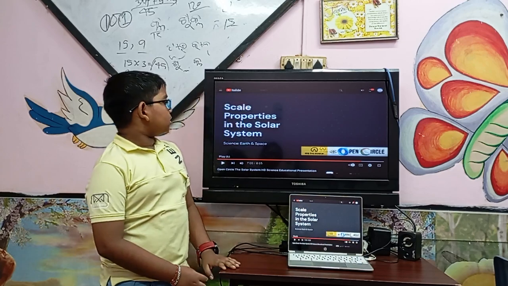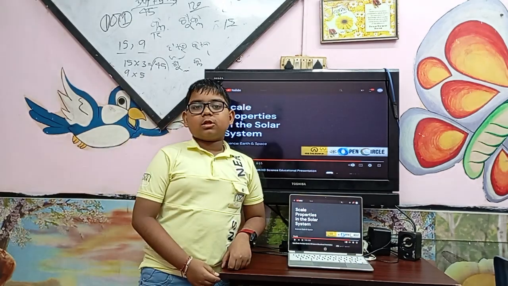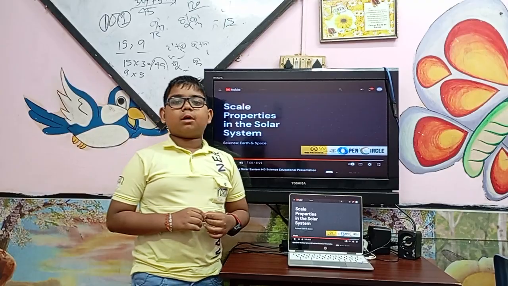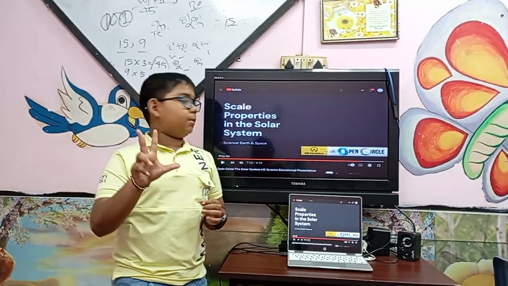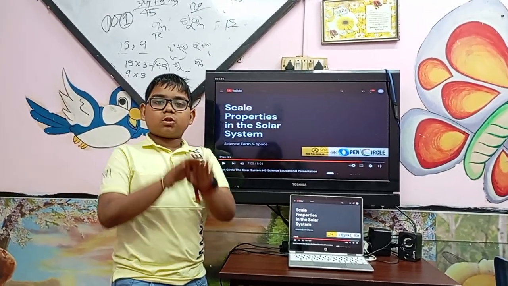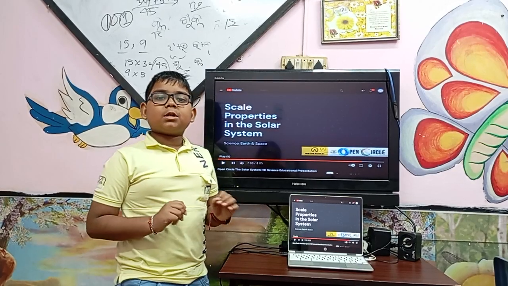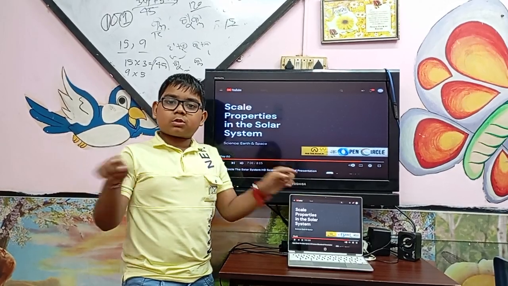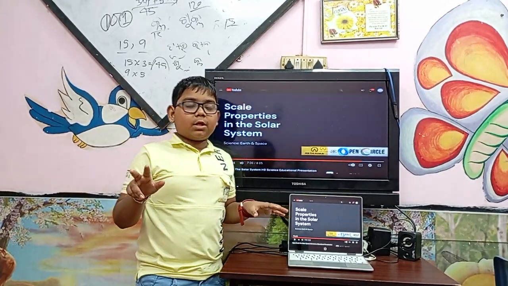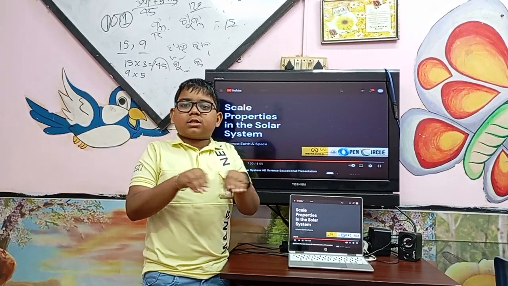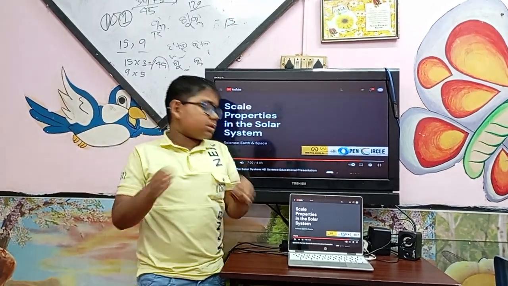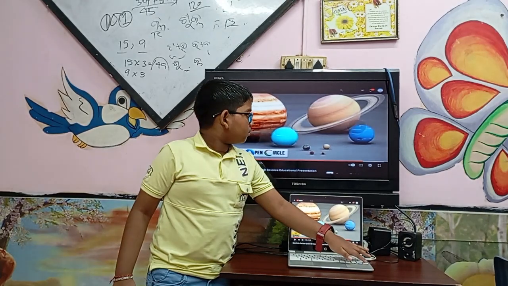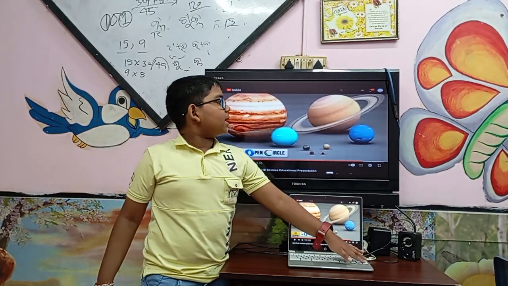Scale properties in the solar system. Actually, in the solar system, a planet should have 3 properties. The first property is that it should be spherical. The second property is that its orbit should also be spherical. And the third property is that it should keep its surroundings clean. Every planet has its mass.